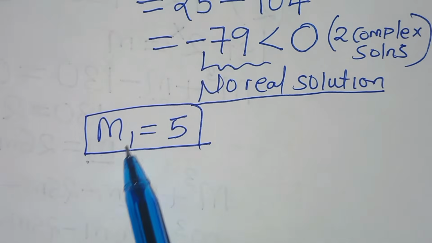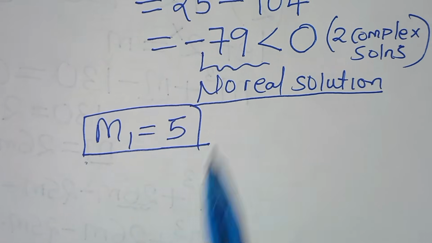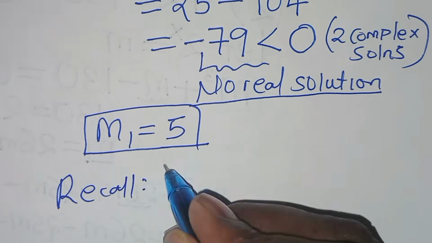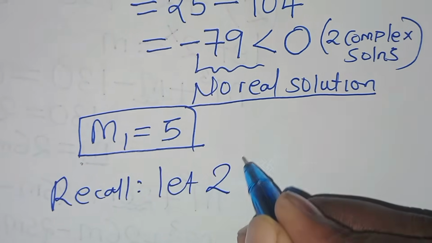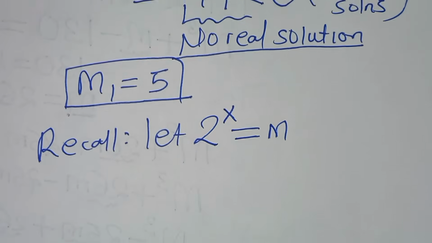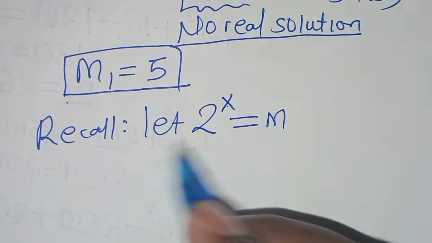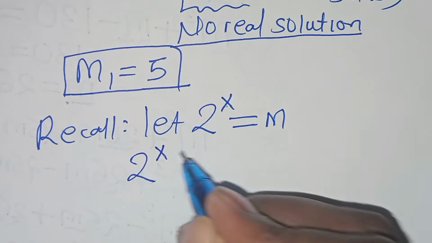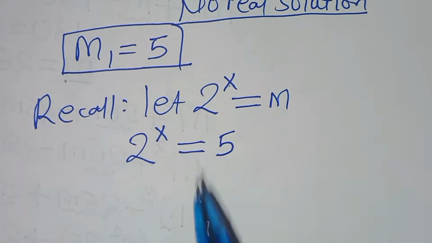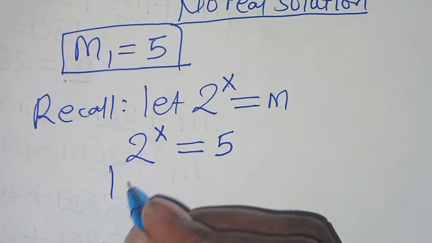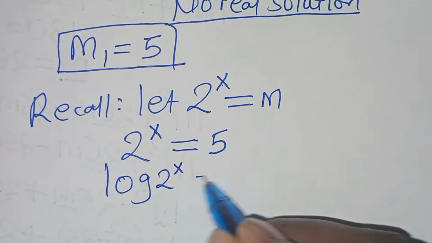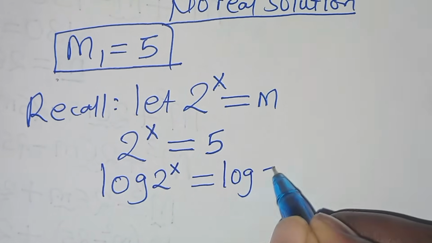Now, given that we have m1, which is 5, and if you recall, we insisted that 2 to the power x be equal to m. So substituting the value of m, we have 2 to the power x equal to m, which is equal to 5. To solve for x, we introduce logarithm on both sides. So we have log 2 to the power x, this is equal to log 5.